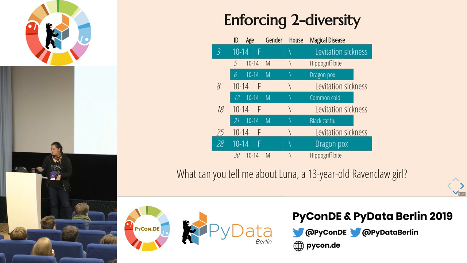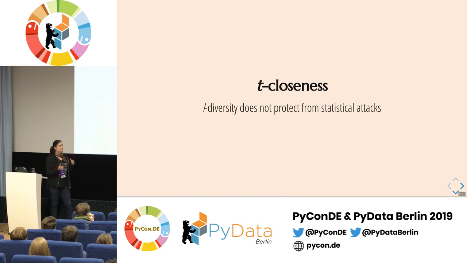So I'm just going to highlight. There are 5 different lines which could match Luna. And out of these 5 lines, 4 have the same disease. So you know with high probability that Luna is suffering from levitation sickness. So L-diversity is not protecting you from a statistical attack.